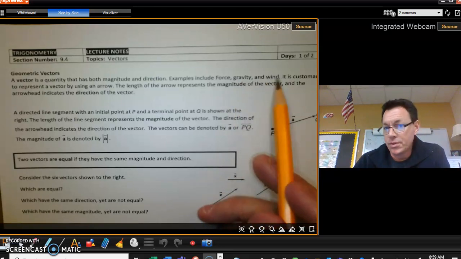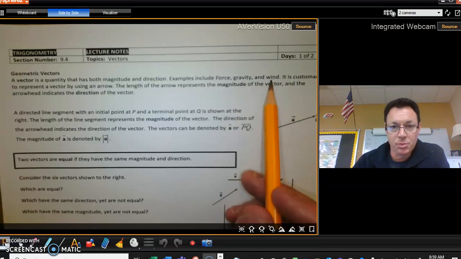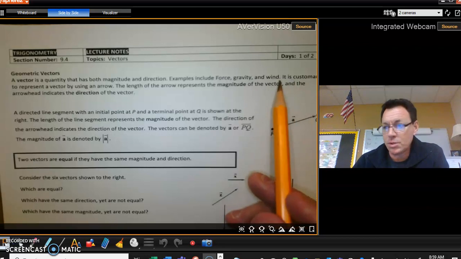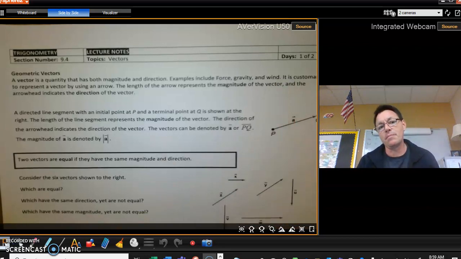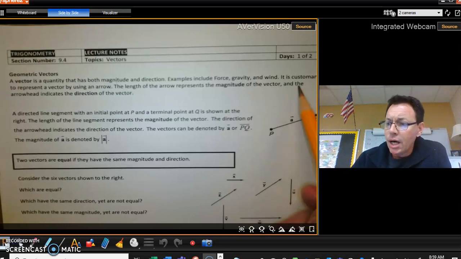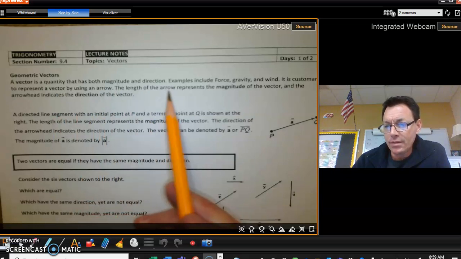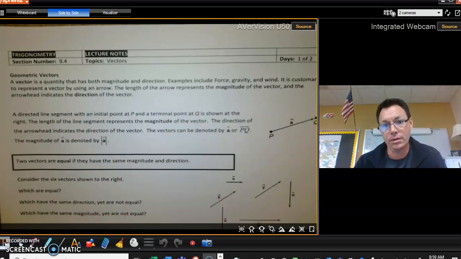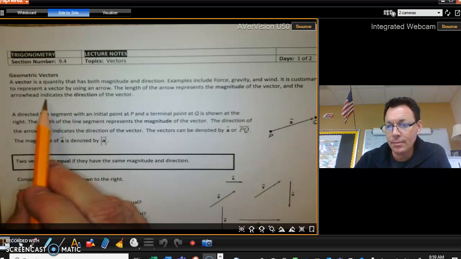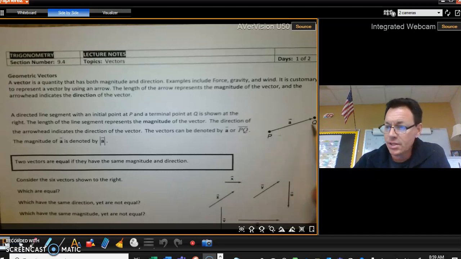Wind can blow north, south, east, northeast, whatever, and it could go 20 miles per hour, 40 miles per hour, 5 miles per hour. Those are examples of magnitude and direction. Now, it's customary to represent a vector by using an arrow. A longer arrow means greater magnitude, and the arrowhead indicates the direction of the vector. What you see over here is an example of what's called a directed line segment.